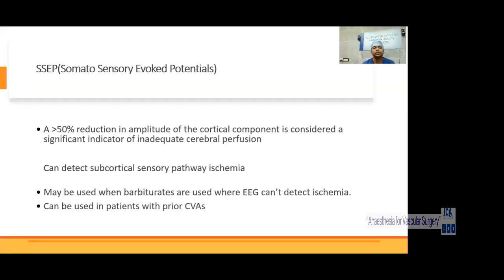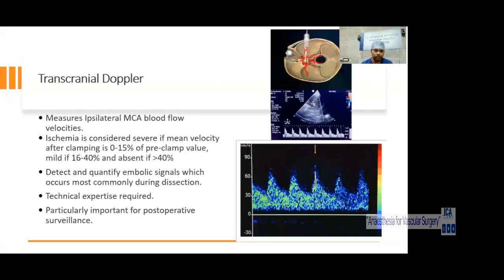Somatosensory evoked potential: any more than 50% reduction in amplitude of the cortical component is a significant indicator of inadequate cerebral perfusion. Transcranial Doppler mainly measures ipsilateral MCA blood flow velocities. It can also detect and quantify embolic signals in the form of high intensity transient signals. It requires technical expertise and most of the time it is used for post-operative surveillance or post-operative hyperperfusion.